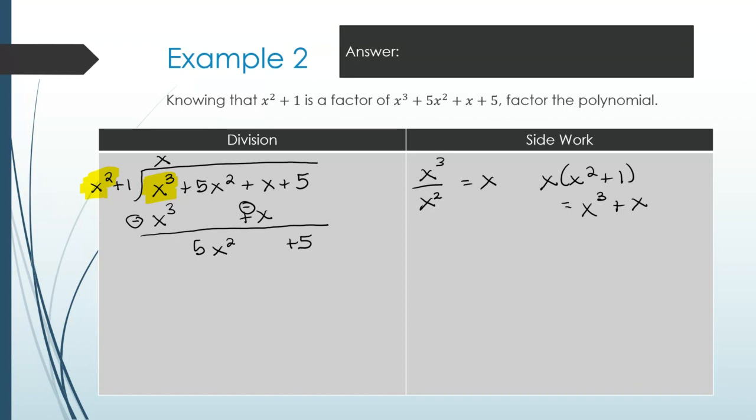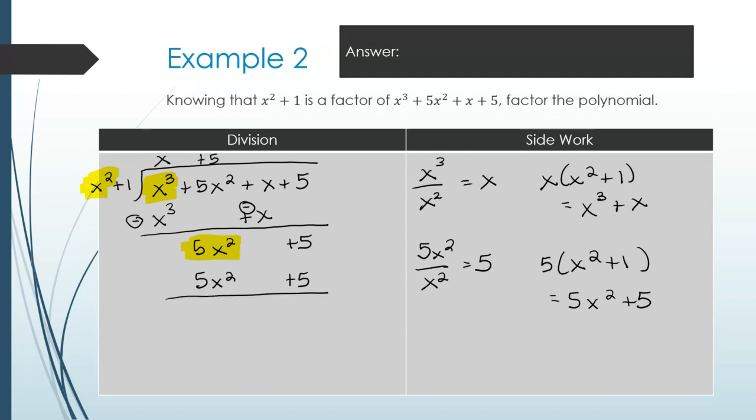Now we're going to repeat the same process. This time I'm going to look at my 5x squared. So x squared times what gives me 5x squared? And that's going to be 5, and you can verify that by doing the opposite. 5x squared divided by x squared, that is 5. So I write plus 5. Now I take that 5 and I have to multiply it by the x squared plus 1. This gives me 5x squared plus 5. So I'm going to write that underneath.